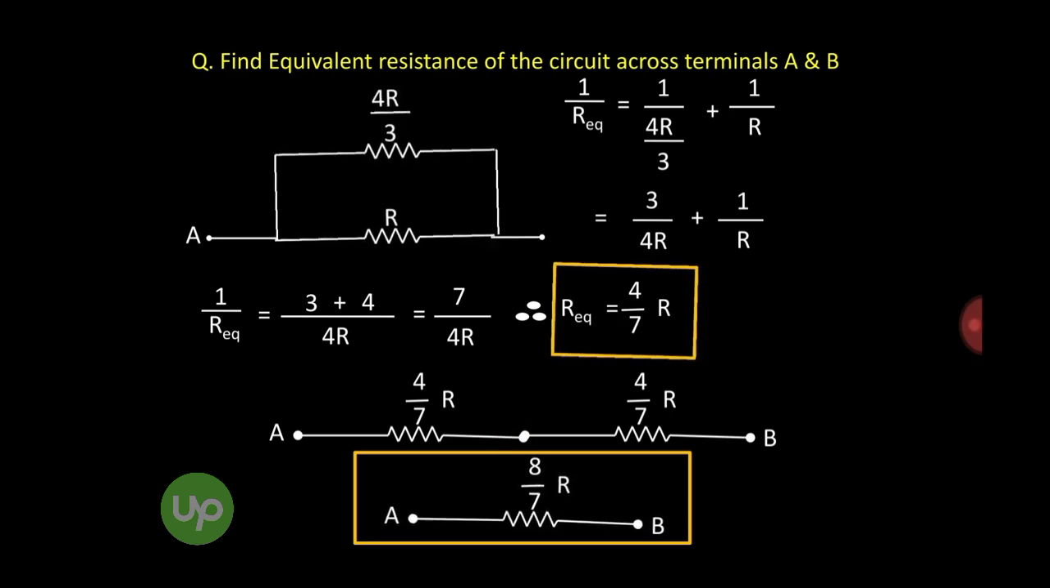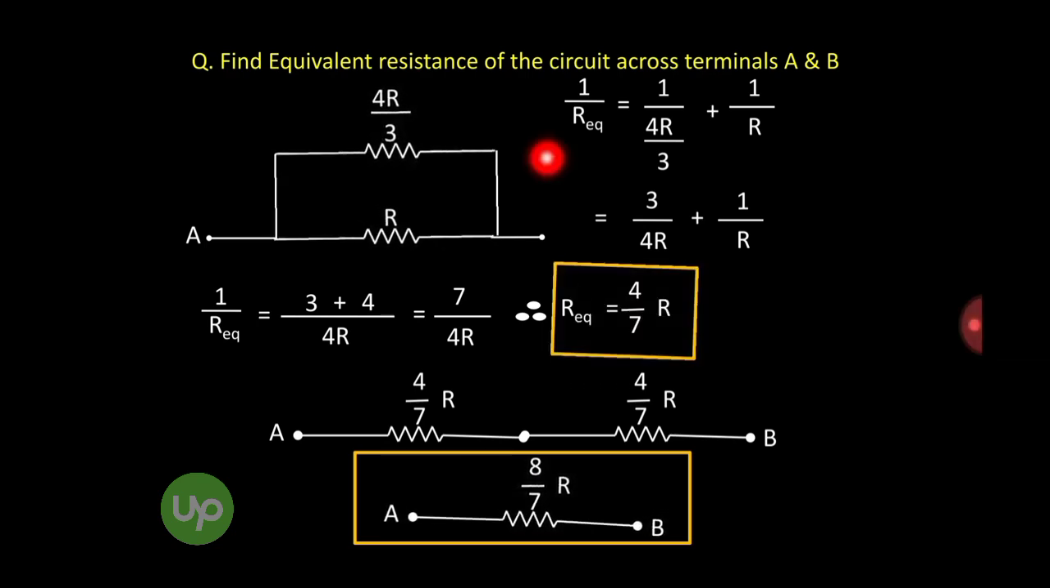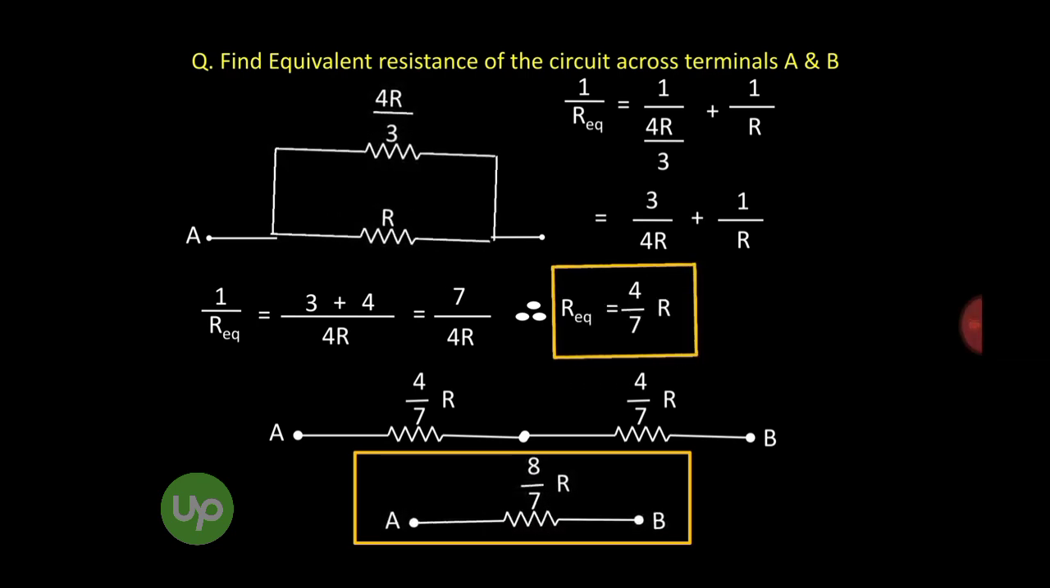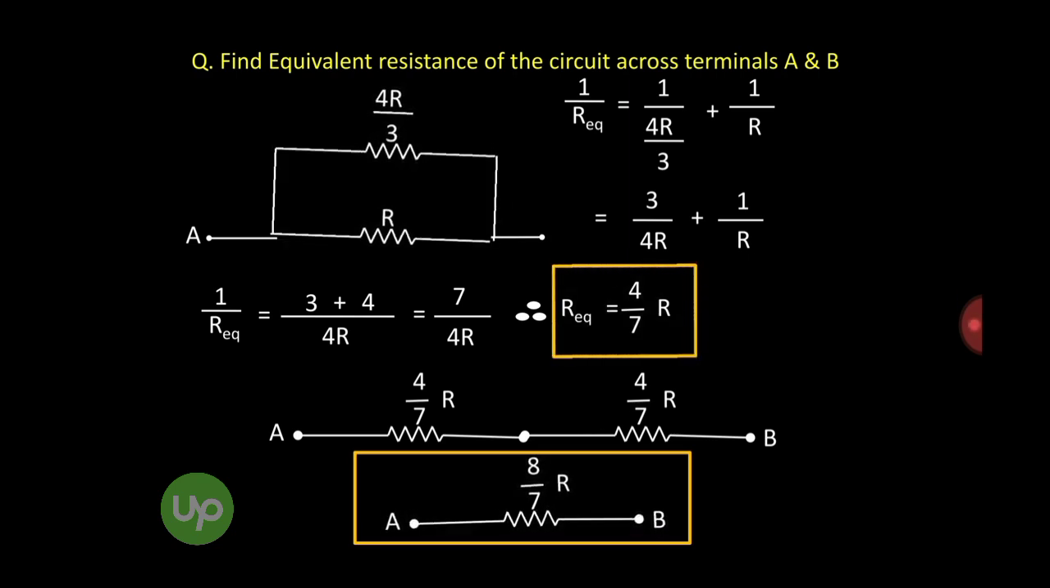So thus, without using star delta transformation, we got the equivalent resistance across terminals A and B just by using the trick. We identified that the given circuit is symmetrical, and we solved only half of the circuit, and finally we added the remaining portion just because it is symmetrical, and finally we are getting the equivalent resistance 8R by 7.